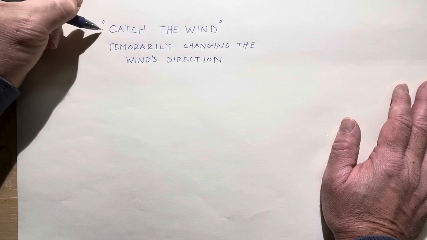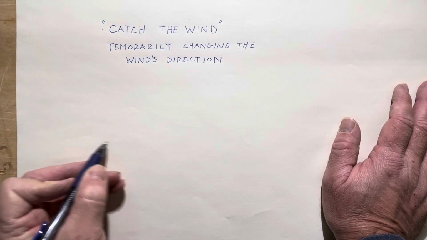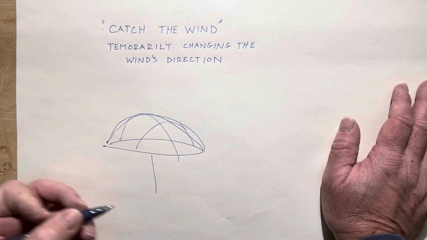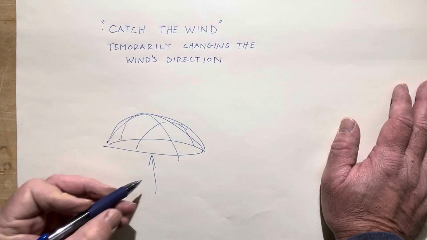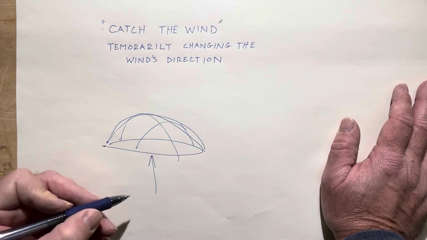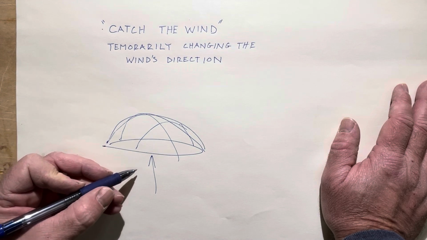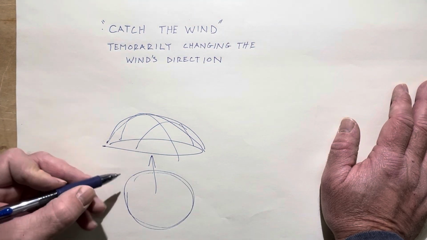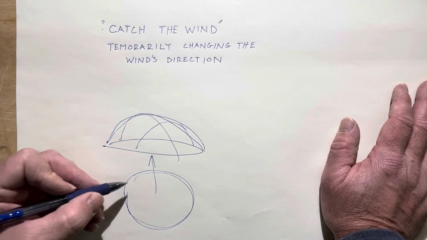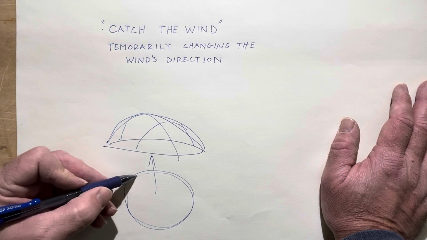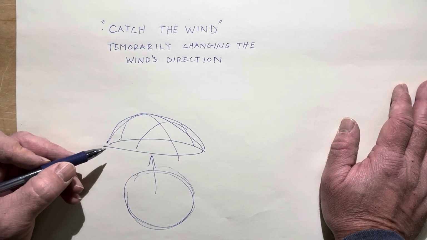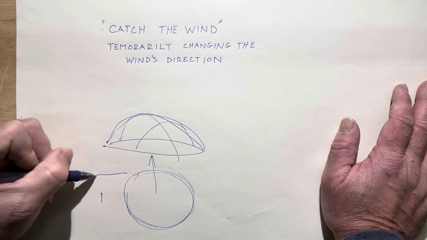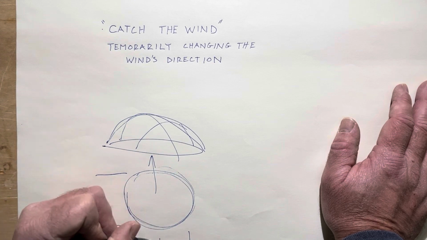So if we look at the first phrase, catch the wind, we can illustrate that by drawing a parachute. A parachute is what catches the wind, and a parachute is designed to disrupt the airflow and basically go against the current, the wind direction, and slow you down. There's another word for this, it's called drag, and if you look at the ideal shape for drag, it's basically a semi-spherical shape that's hollow, and it has an aspect ratio of 1:1. Aspect ratio is the proportion of its length to width.